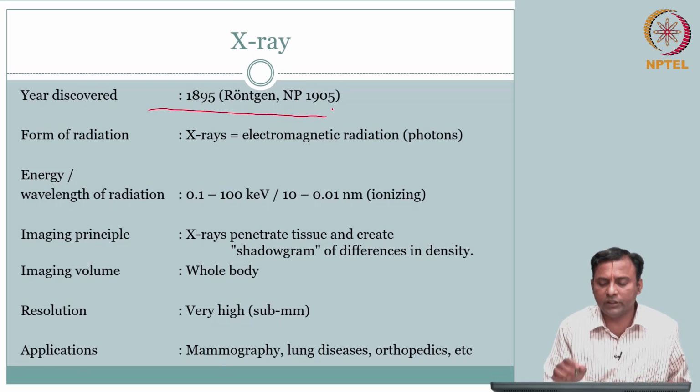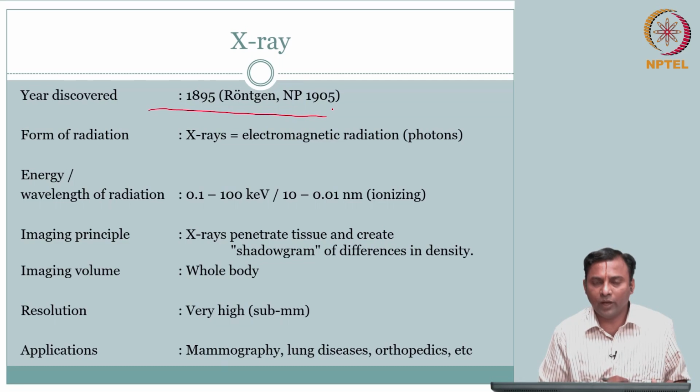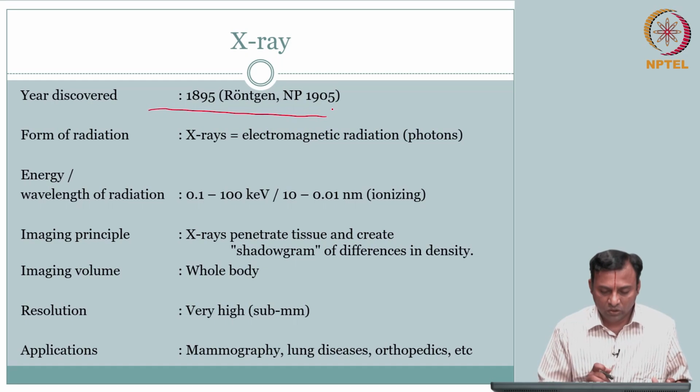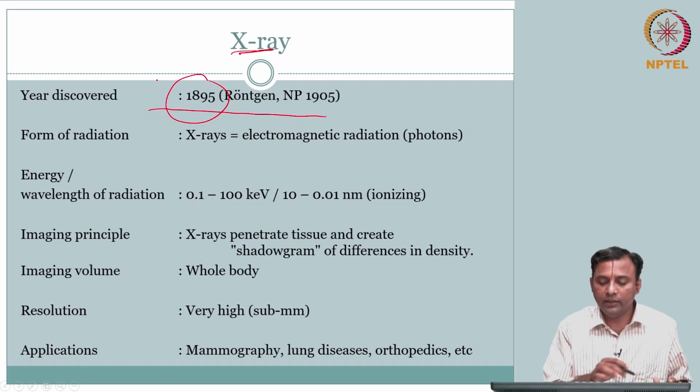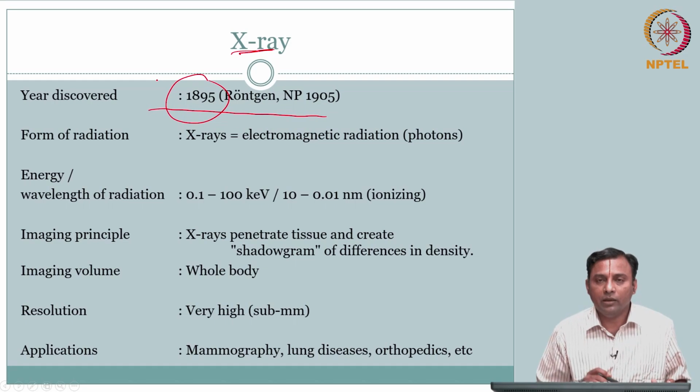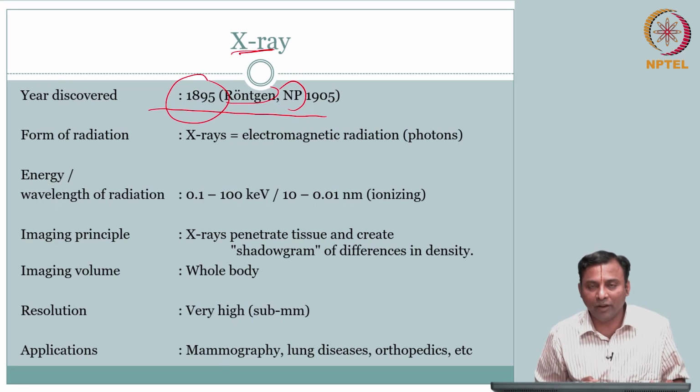It's one of the oldest medical imaging modalities, at least the way we defined medical imaging, right. X-rays were discovered in the year 1895 by Roentgen. I'm sure you would have heard of this name, and this NP represents Nobel Prize. So he received a Nobel Prize for this discovery in 1905. So you can see it's already more than 115 years old, right.